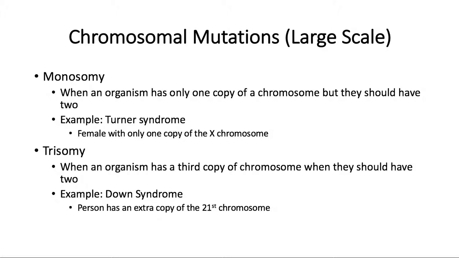And a trisomy is when an organism has a third copy of a chromosome when they should only have two. The example is Down syndrome. So a person with Down syndrome has 3 chromosome 21s when they should really only have 2. And I'll show you pictures in a minute.